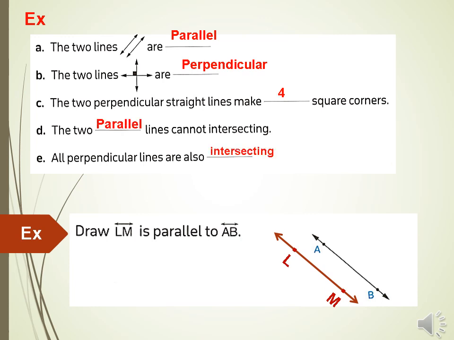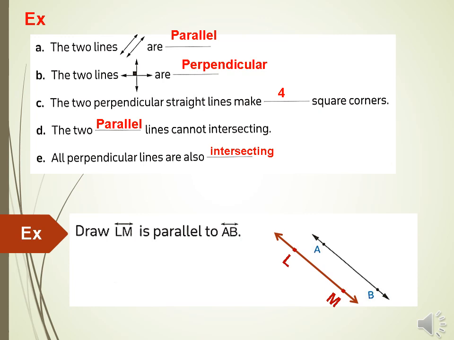Complete the following. Letter A. The two lines are what? The two lines have no intersection point, so they are called parallel lines.